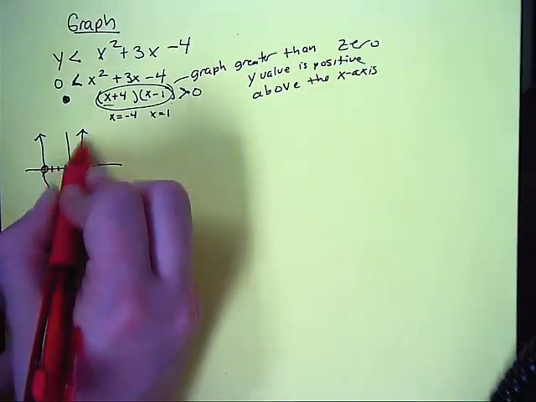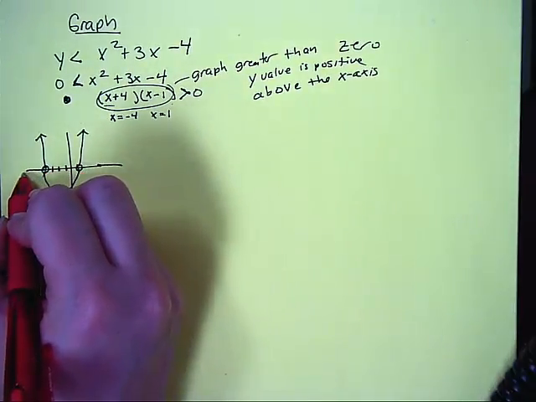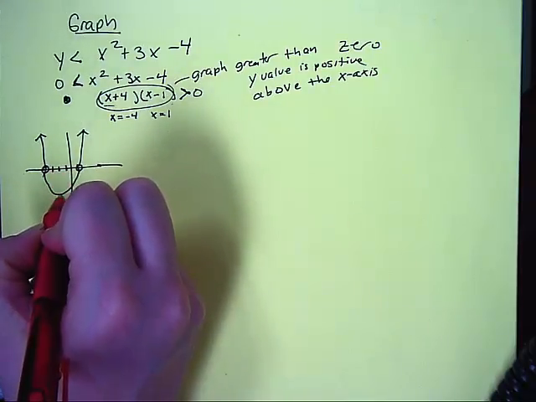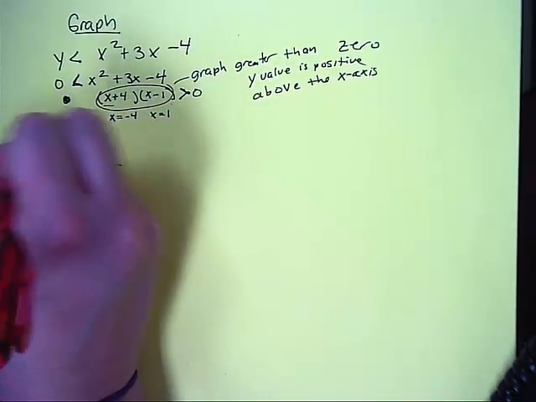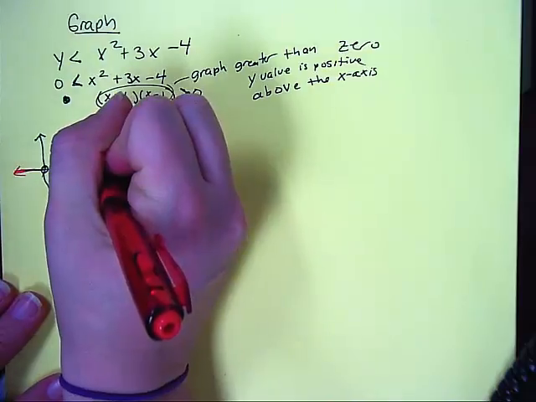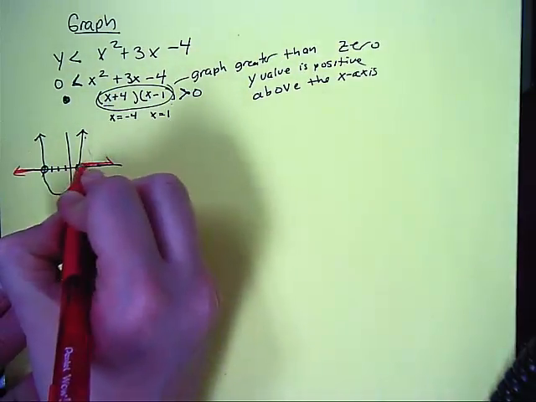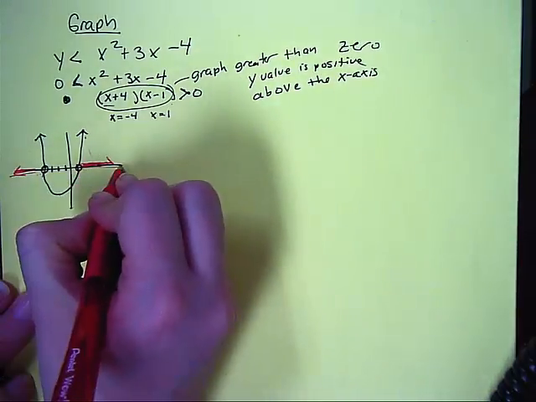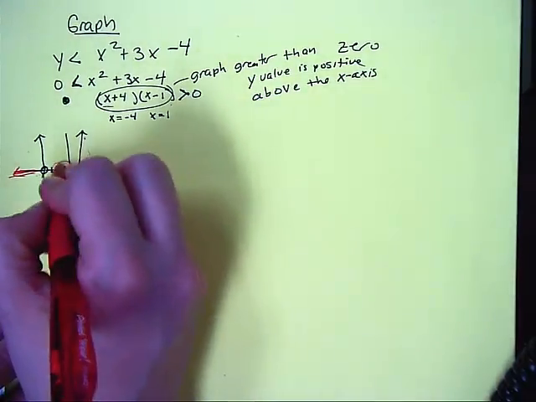So if we look at my graph, we want to see, is my graph above the x-axis between these 2 points or outside of these 2 points? If you notice, between the 2 points, my graph is below the x-axis. Outside of these 2 points, my graph is above. Outside these points, if I go to the right, my graph is above. If I go to the left, my graph is above. So my solutions are going to be less than negative 4 and greater than 1 because it's outside.